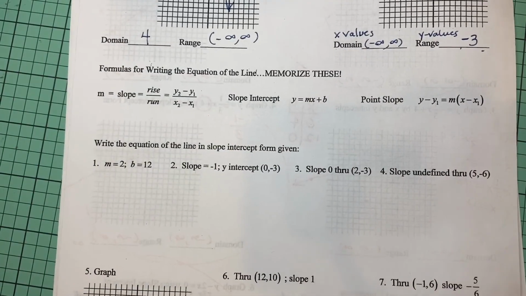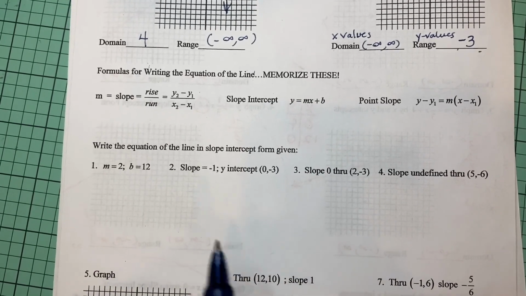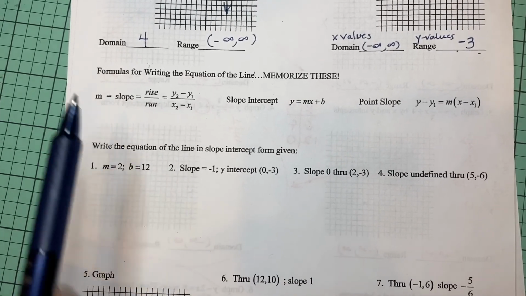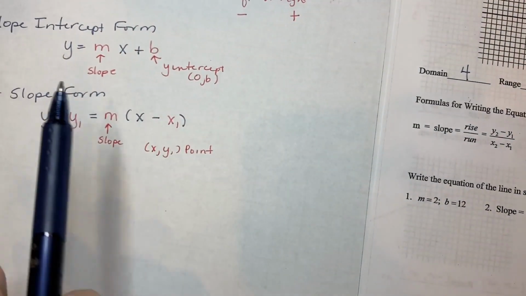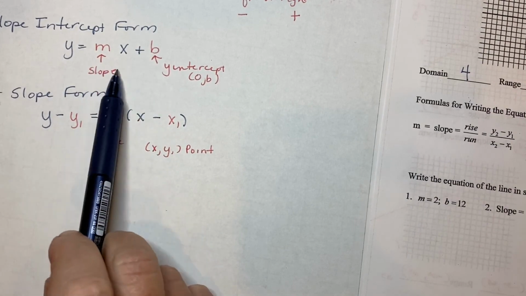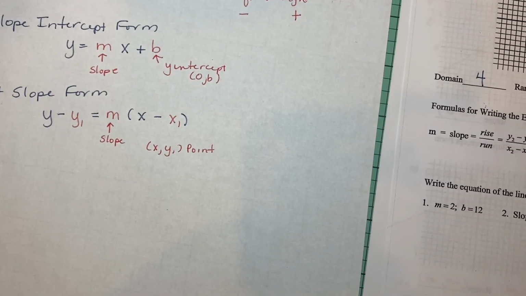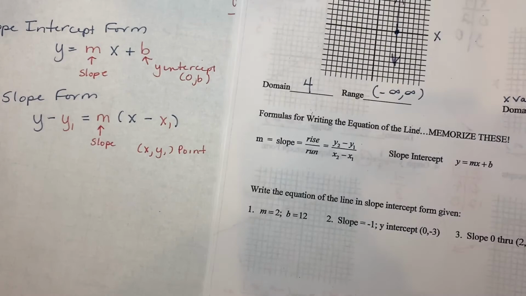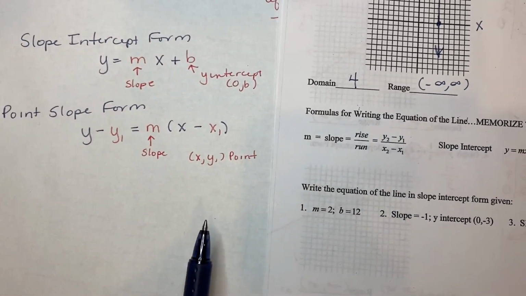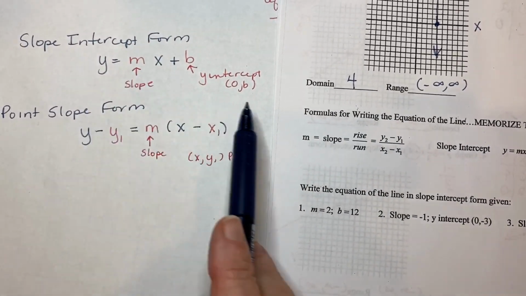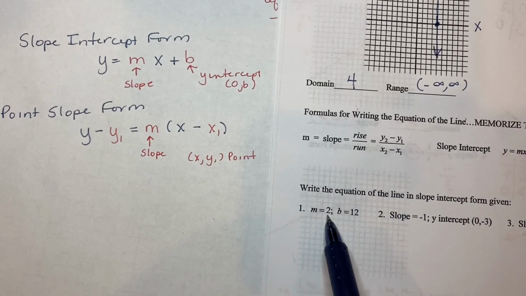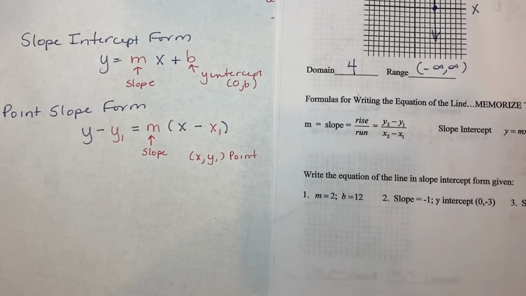So if you look at number 1, it says write the equation of the line given m and b. So we look over here. Maybe I can get these both on the same screen. Which one of these formulas has m and b? This one right here. Okay, so we're going to use this slope-intercept form where m is 2 and b is 12.